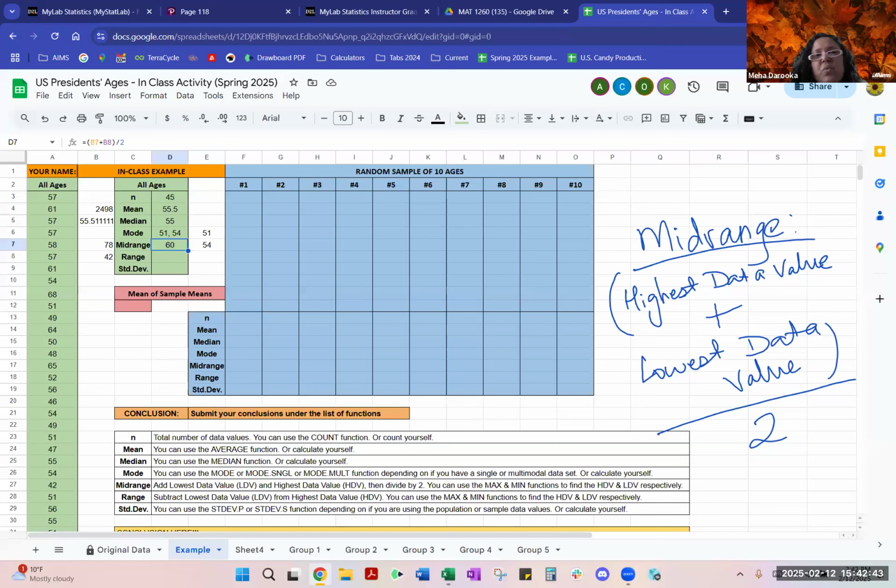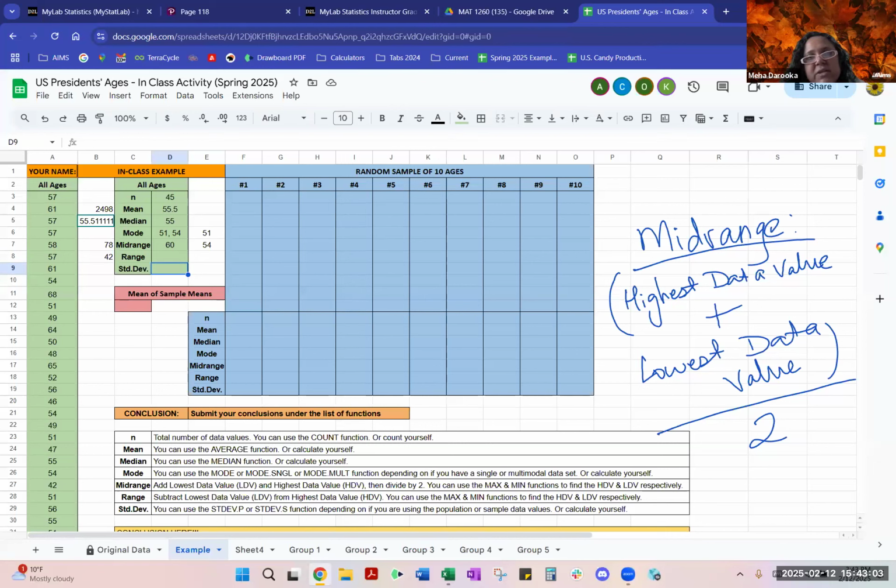All right, guys, any questions about these 4 calculations and how to use them in Google Sheets, since that's what we're focusing on? Okay, I'm going to wait on the range and standard deviation because we have not talked about that yet. So we'll do that next time.